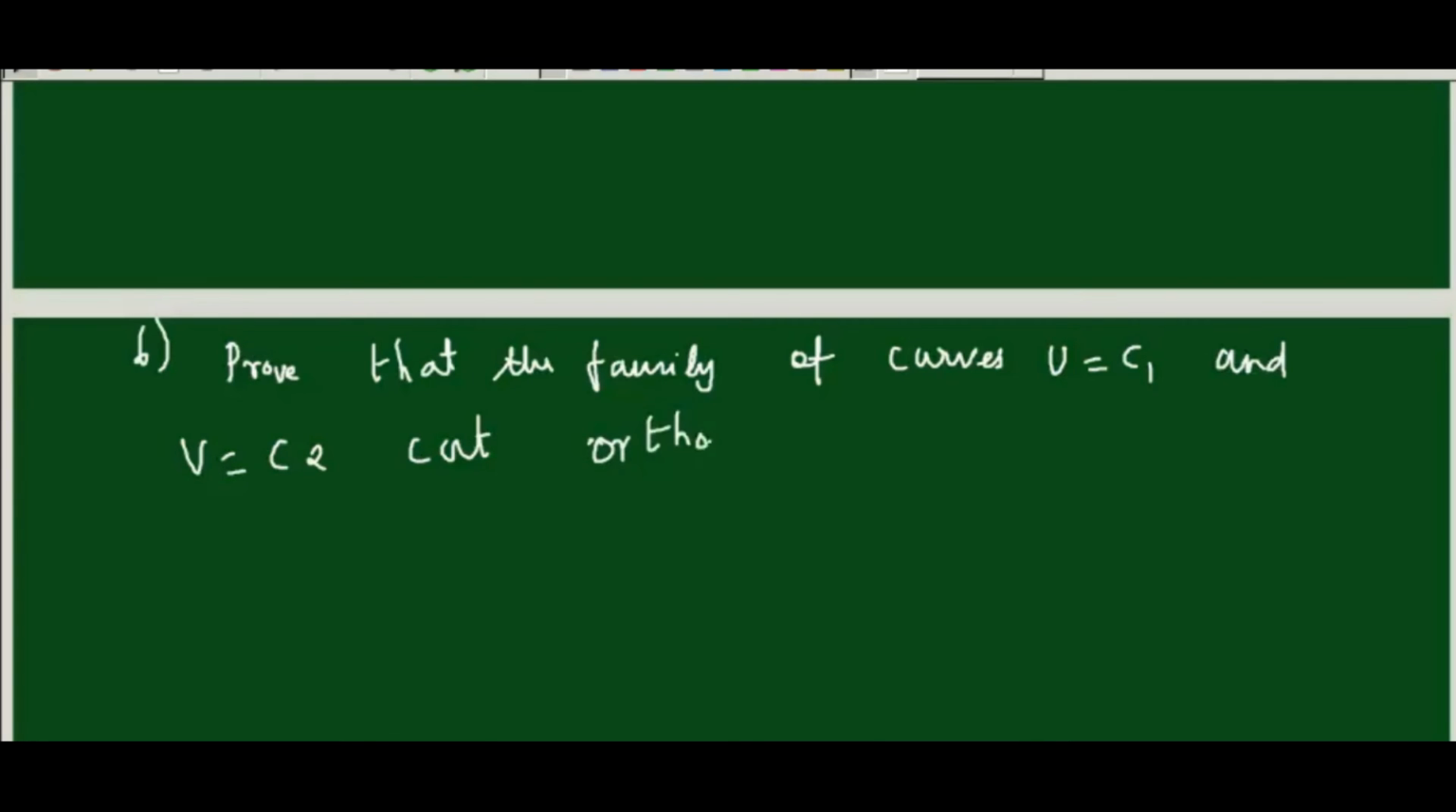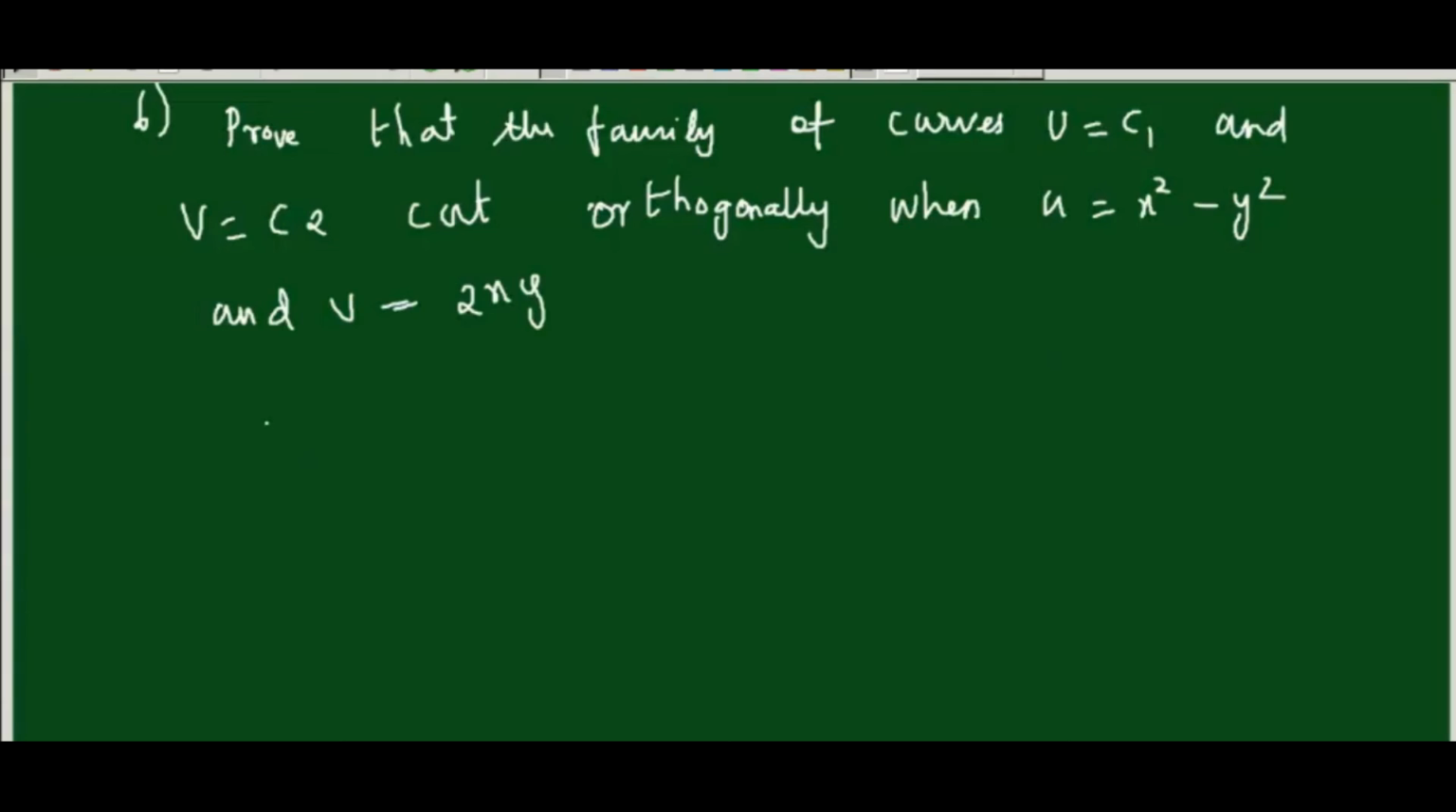Yesterday we saw one property, right? What is that? Orthogonally, when U is equal to x square minus y square and V is equal to 2xy. Cut orthogonally means the multiplication of slopes is equal to -1. You have to prove m1 into m2 is equal to -1. So that is the problem method. Now we'll start the solution.